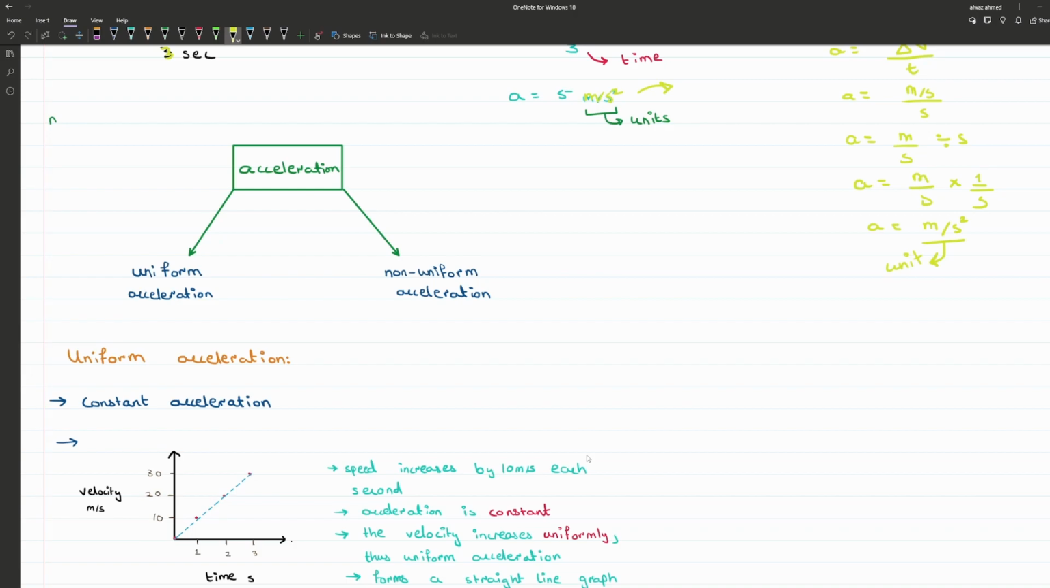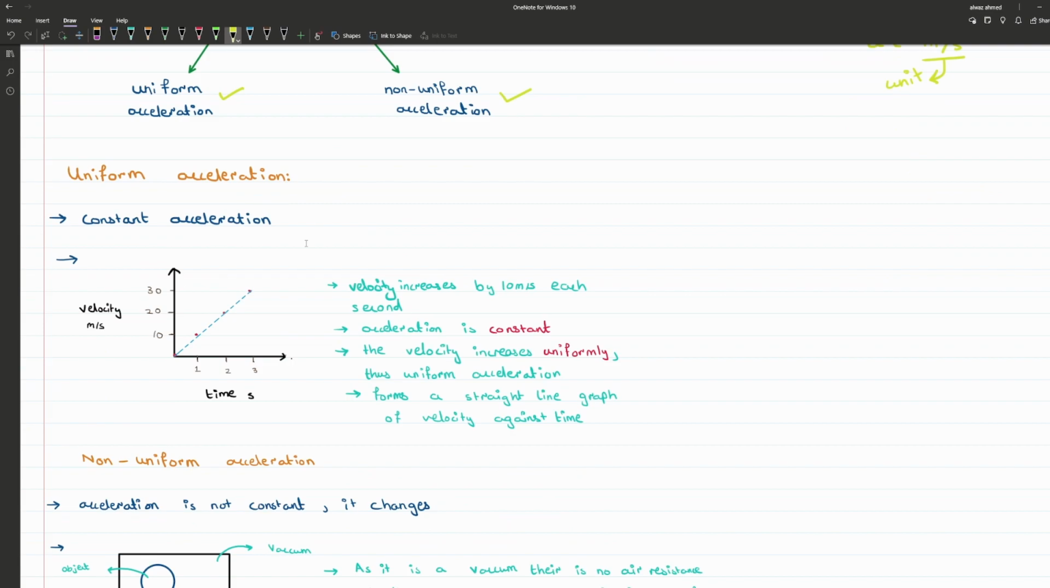Okay, so let's talk a bit more about acceleration. So you see there are two types of accelerations. The first one is uniform acceleration, and the second is non-uniform acceleration. Okay, so let's talk a bit more about uniform acceleration. What uniform acceleration means is that the acceleration is constant, that the velocity changes at a constant rate.